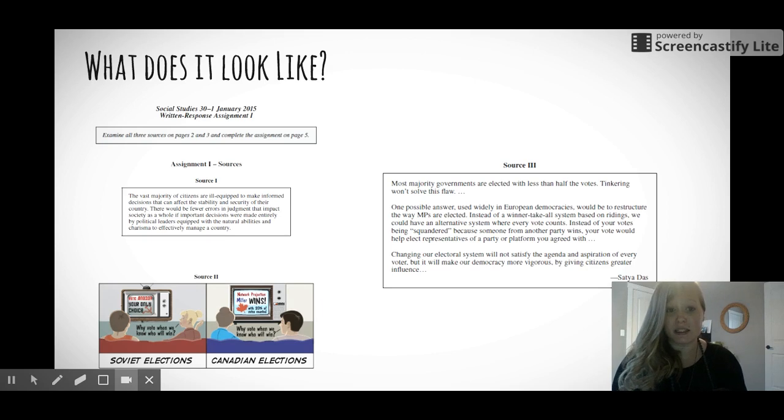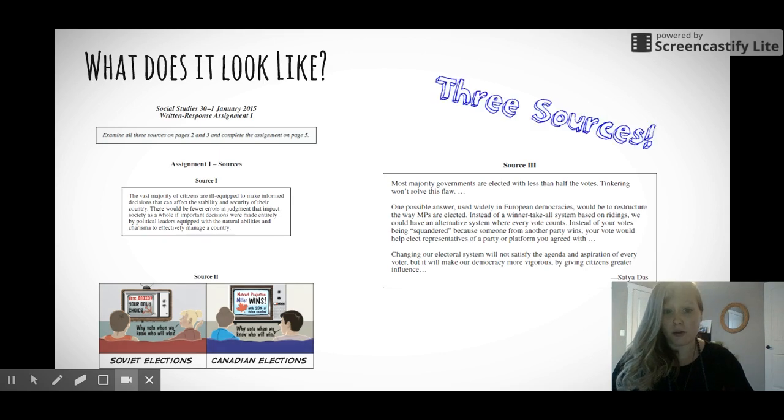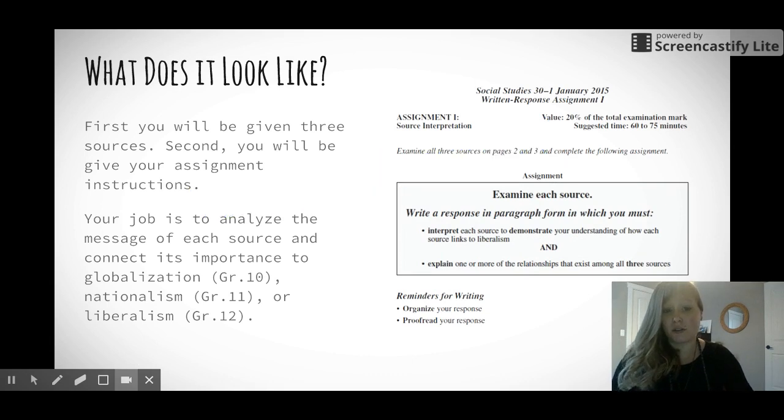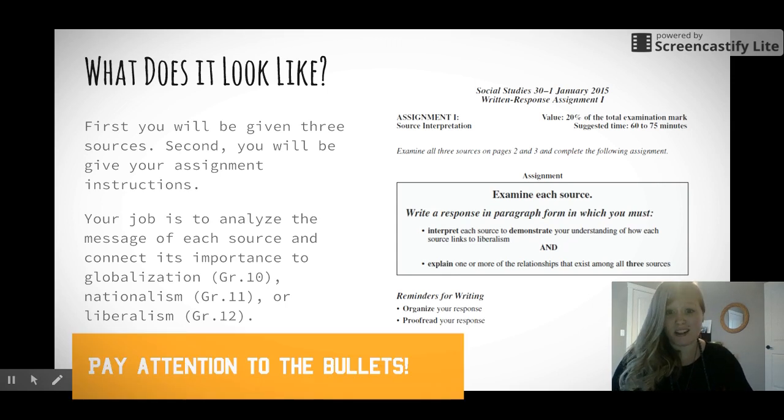Here you will see an example that is taken directly from a grade 12 diploma. There are three sources. If you take a closer look, you can see each of the three sources talk about democracy and its pros and cons. The next thing you're going to see is the assignment. So like I said, first you will be given the three sources, and then you will be given the assignment, which is taken straight from your diploma there too. So your job is to analyze the message of each source and connect to its importance. Let's take a closer look at each of those bullet points.